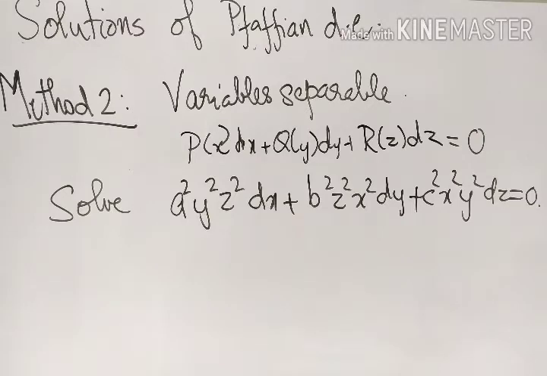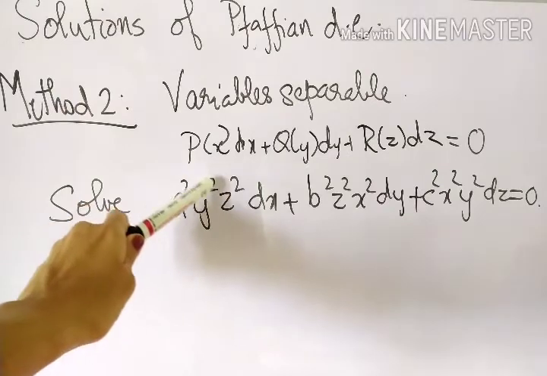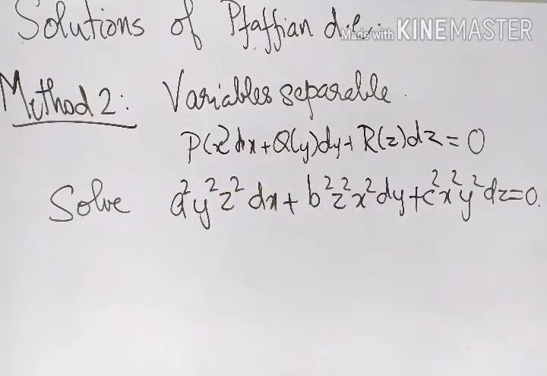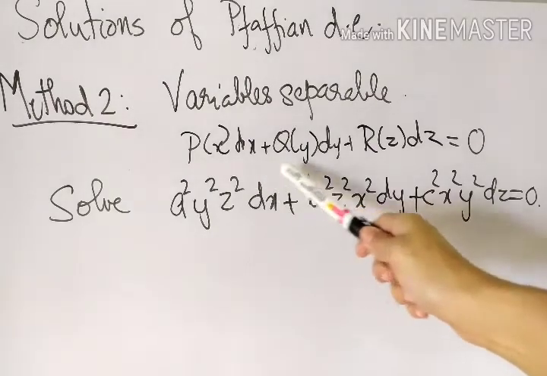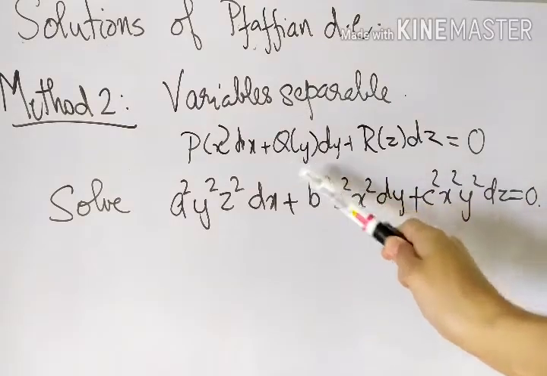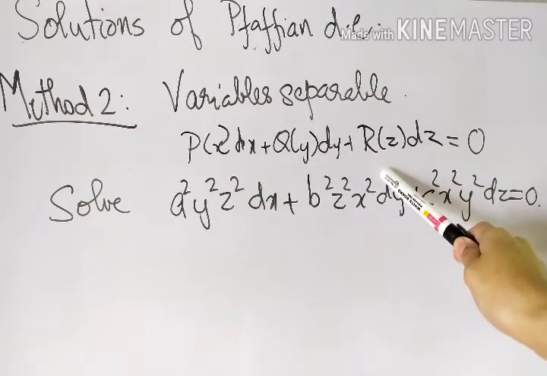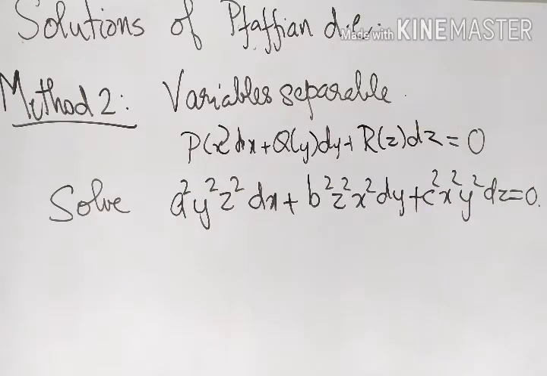As in the case of ordinary differential equations, the meaning is the same. If you can separate the variables, then definitely the integration is going to be easy. The Pfaffian differential equation of that form will be P(x) dx plus Q(y) dy plus R(z) dz is equal to 0. It's clear from the format that along with dx you have functions of x alone, which is P(x). Along with dy you have functions of y alone, and along with dz you have functions of z alone, so that the integration is easier.